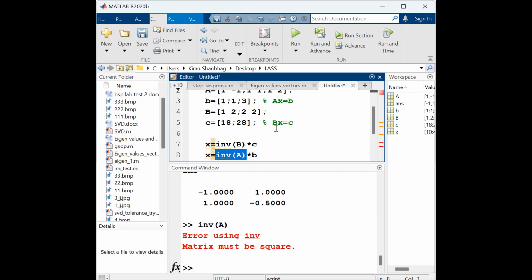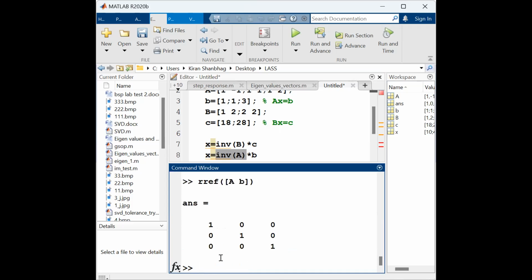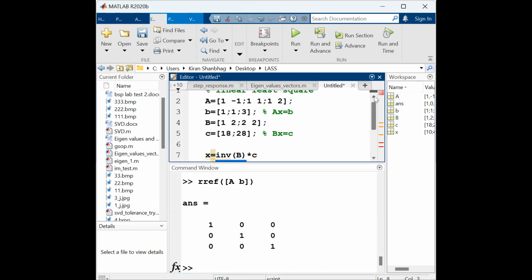Will row reduced echelon form help? Definitely not, because shall we try RREF, the row reduced echelon form of the augmented matrix, which was A and B? You can see 1, 1, 1. Oh, wait a second. Okay. What should you have done? RREF of A with B. I don't know.